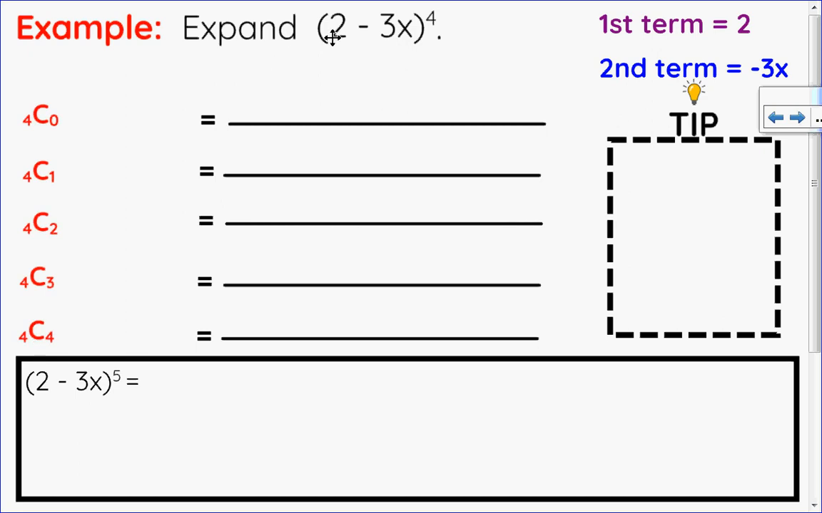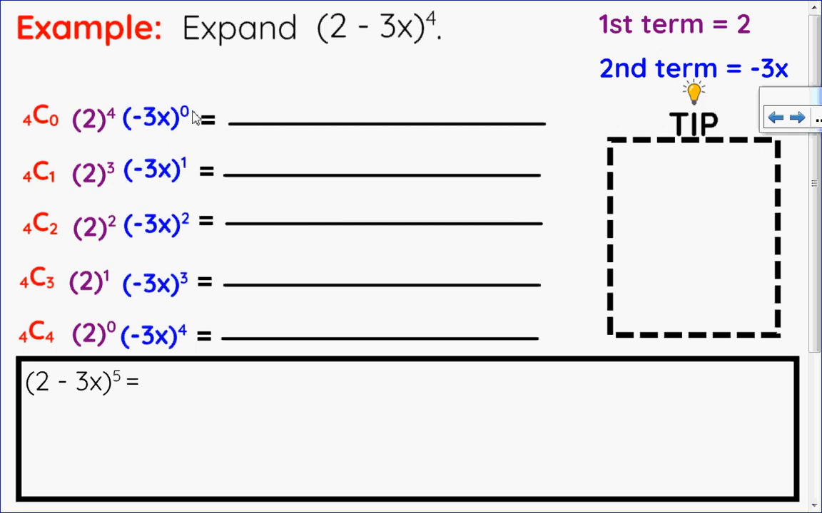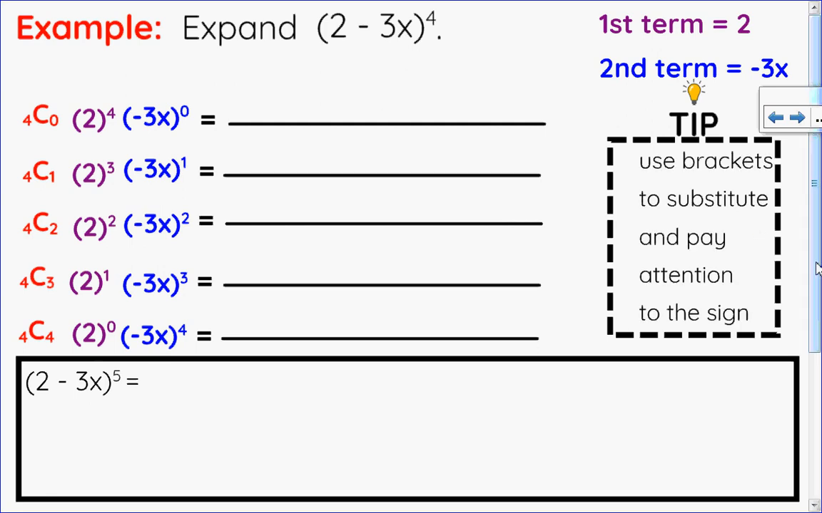Then I'm going to take my first term, which is 2, and raise it to the exponent of n, 4, all the way down to 0. My second term is negative 3x, and I'm going to start at 0 and increase until I get n. Now notice what I did there. I use brackets to substitute. Really important, especially when you're dealing with a negative. Now all I have to do is figure out what all these values are.